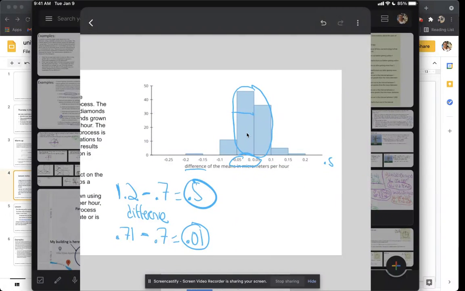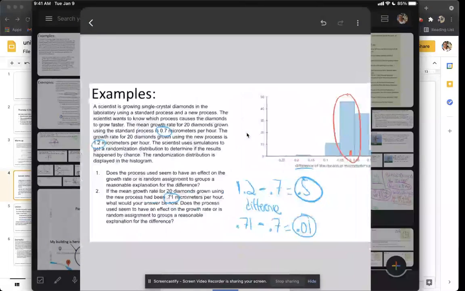And if I take a look at the histogram here, okay, 0.01, use a different color. 0.01 is going to be like in here somewhere, okay? It's going to be in there. Notice a lot more have a difference around 0.01. So it actually fits with the histogram. Whereas the previous one, where I had a difference of 0.5, that was way higher than anything found in the histogram. So if my new process was 0.71 instead of 1.2, would my answer change? That is what number 2 is asking.